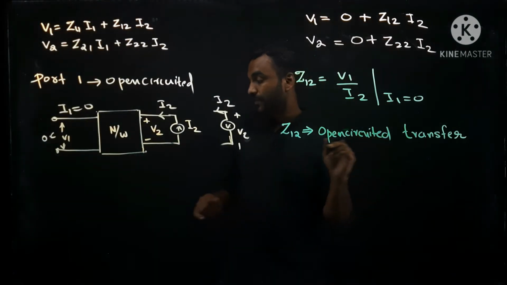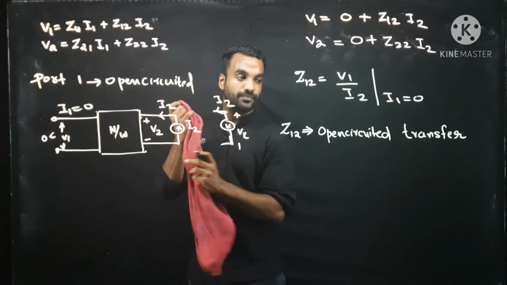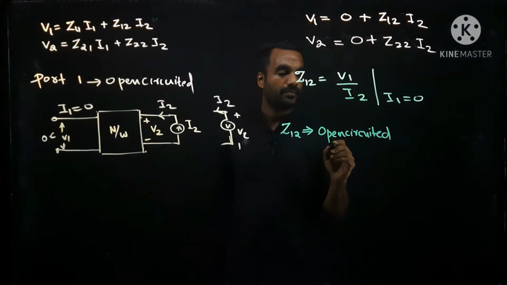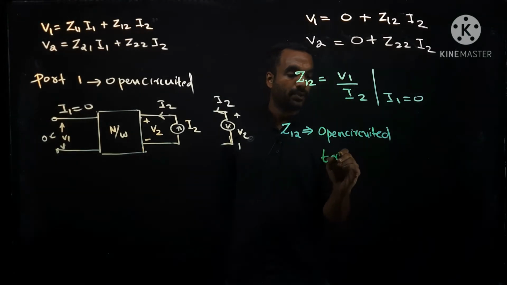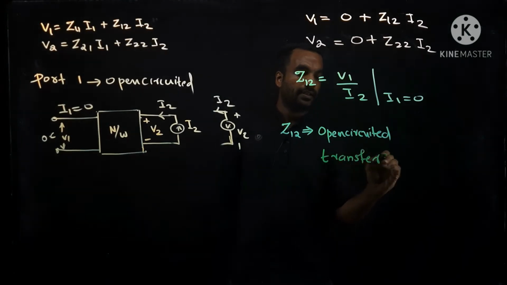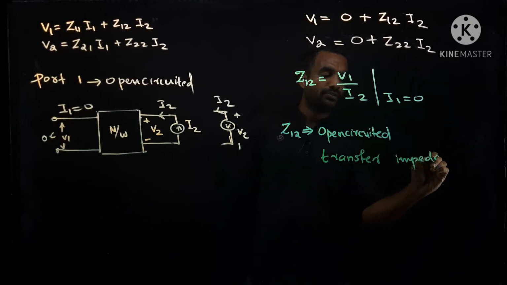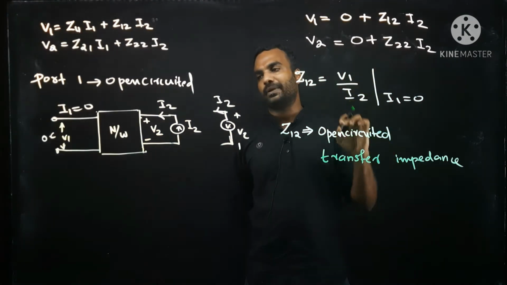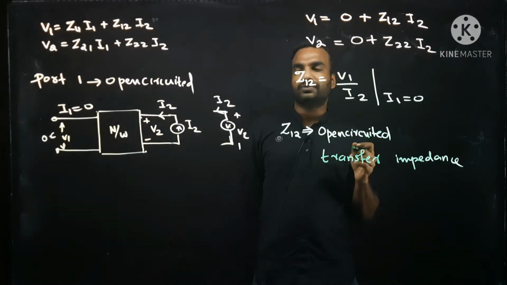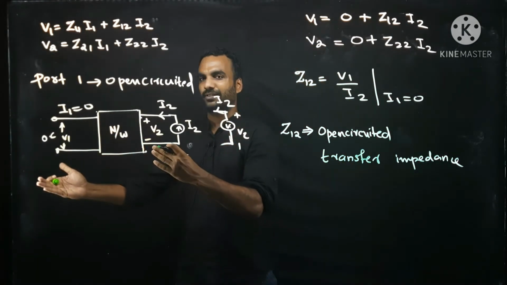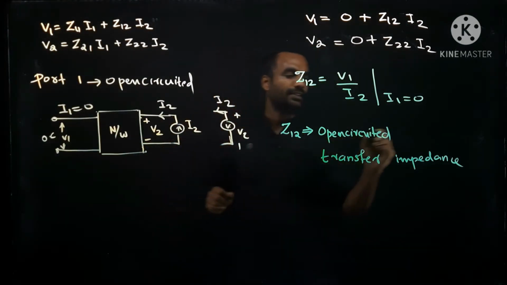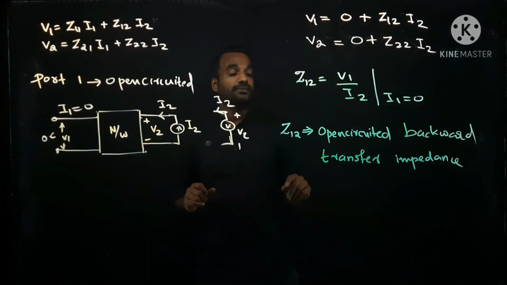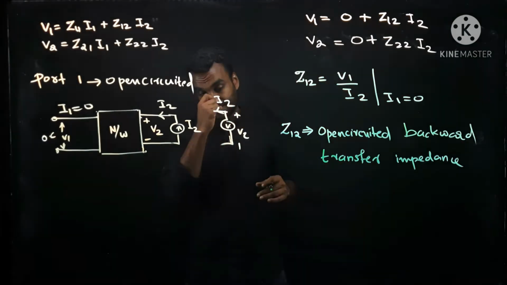Not transfer initially. Before that, we have to use forward or backward. Open circuited transfer impedance. Why transfer? Because it is representing the cross relation V1 to I2, or secondary side to primary side. So transfer impedance we have to use. And is it forward or backward? Please look at the figure. Source is connected in the back side. So it is backward transfer impedance. Open circuited backward transfer impedance.